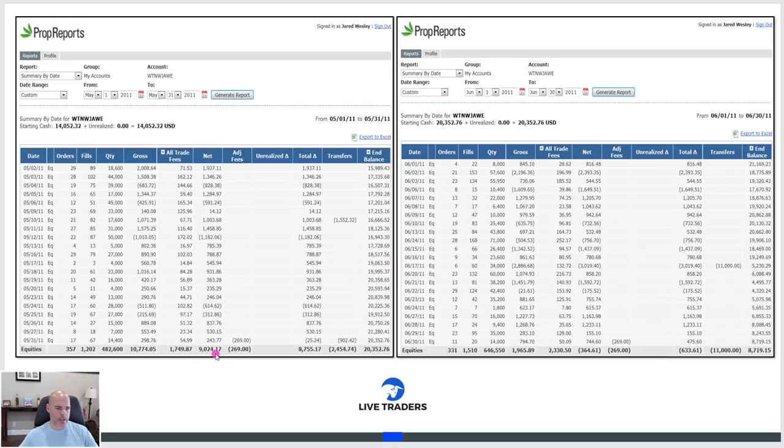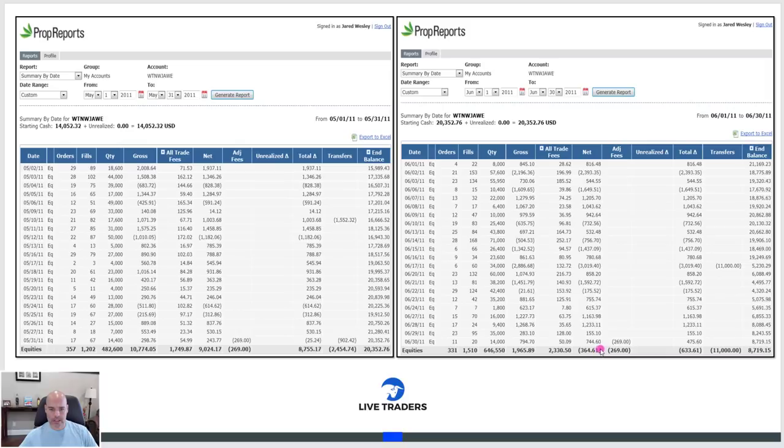Here's a month I made 9 grand, but then the following month, I grossed 2 grand, but look at my trade fees. Holy smokes, over trading. I don't trade this way anymore. I trade the same patterns. I'm just far more efficient now.